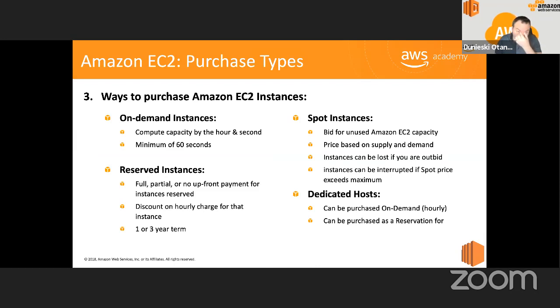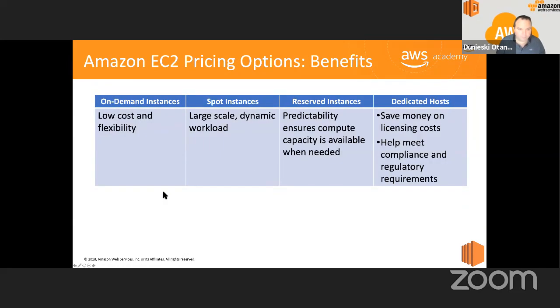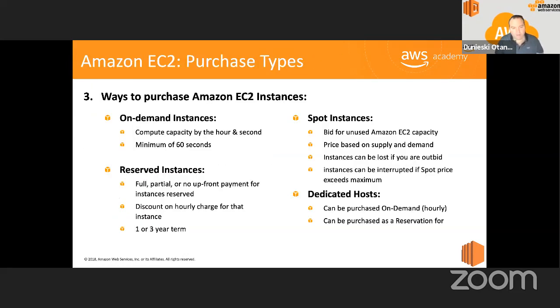Purchasing types: we have on-demand and reserved instances. With on-demand, the minimum is 60 seconds. So if you use it for 10 seconds, you're going to be charged for 60 seconds, okay? That's something that you have to remember, because the minimum they charge is 60 seconds. Reserved instances, you can go full, partial, or no upfront, and it is a 1 or 3 year term, okay? No 2 years, no 6 months.